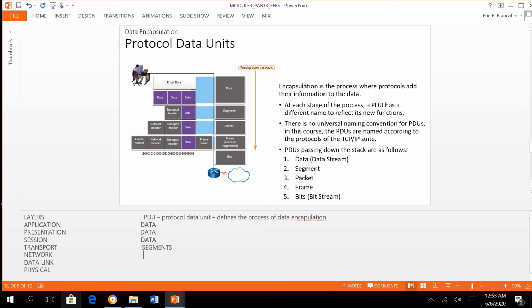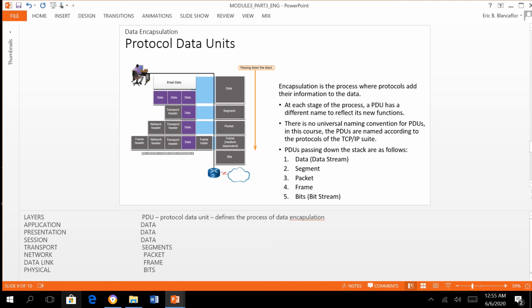At the network layer, it becomes a packet. In the data link, it becomes a frame. And in the physical layer, it becomes bits. Okay? That's the PDU. So when data is on the transport layer, it becomes a segment; network, packet; and so on and so forth. Okay? If you notice, for example, you have a letter, you place it in an envelope.